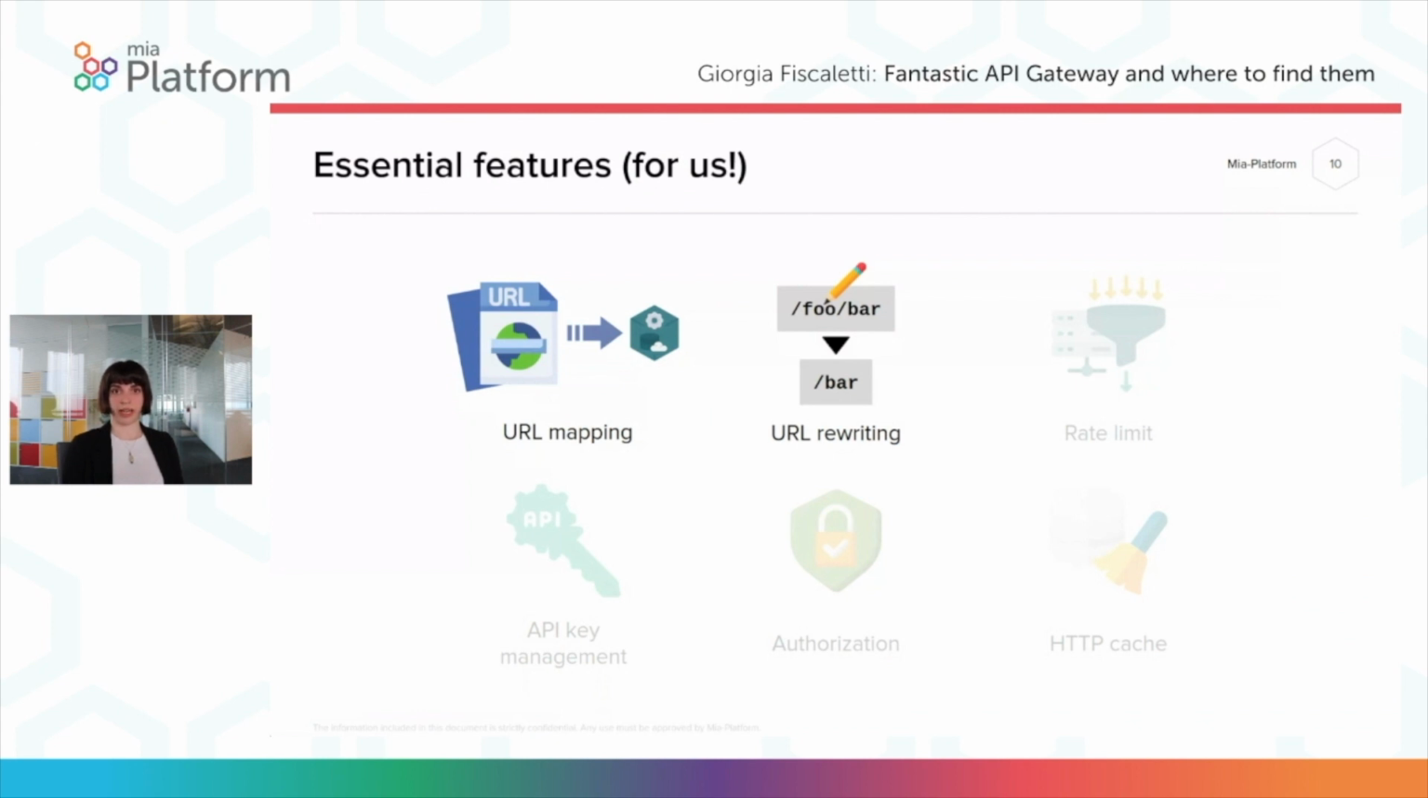So what an API gateway does is that as soon as it receives a request from an external client, it maps the URL to the correct underlying service, and it rewrites the URL to another path that is accepted and compatible with the routes that are exposed by the underlying service.